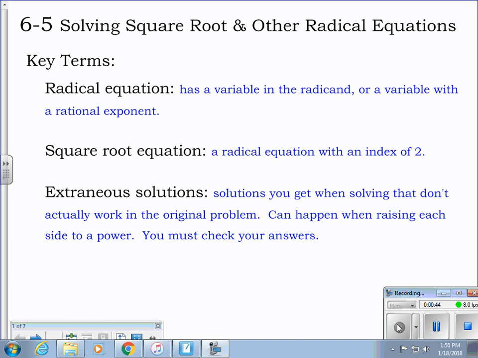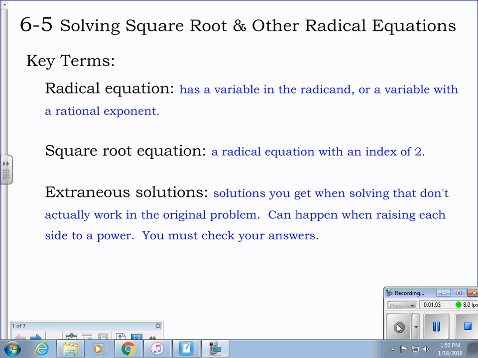Equation doesn't just mean as a square root. It means that the variable is part of that square root, or cube root, or fourth root. Okay. A square root equation is one where you have a square root involved. That's what most of the ones we're going to do are, square roots.